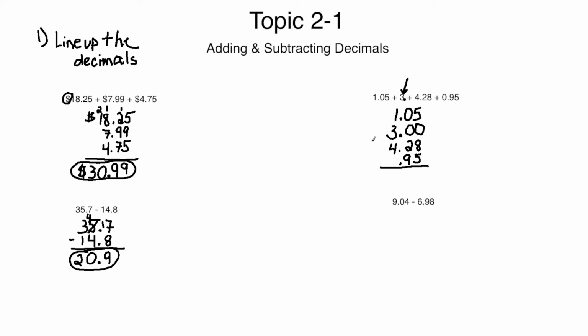Then I'm going to add it. 5 plus 5 is 10. 10 plus 8 is 18. Carry the 1. 9 plus 1 is 10. 10 plus 2 is 12. Bring down the decimal. Carry the 1. 1 plus 1 is 2. 2 plus 3 is 5. 5 plus 4 is 9. So my answer that is circled is 9 and 28 hundredths. Did you get that?